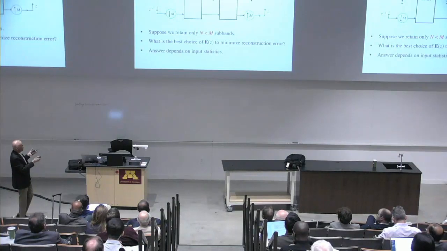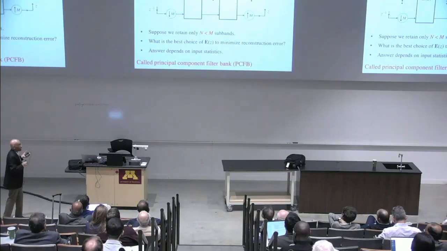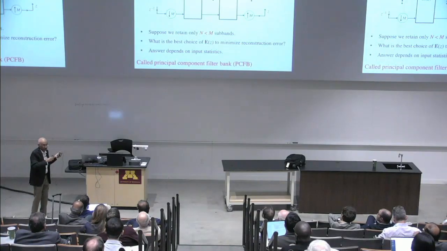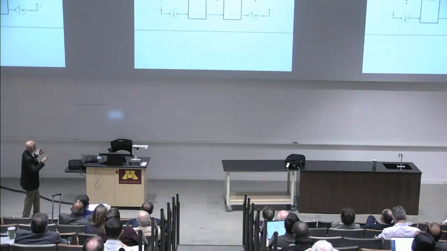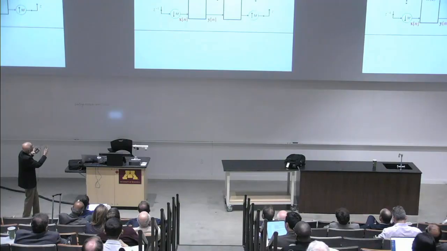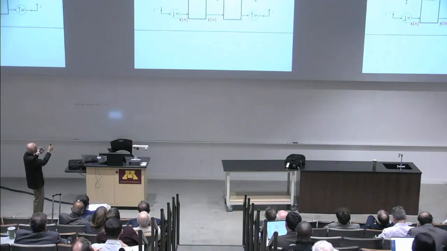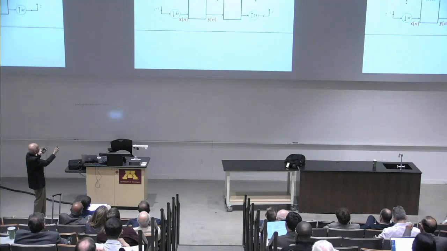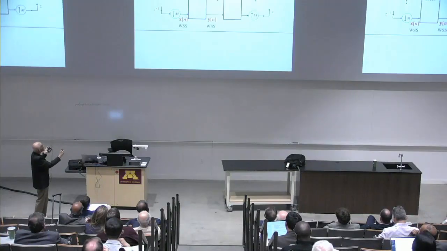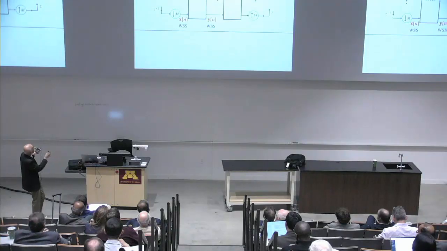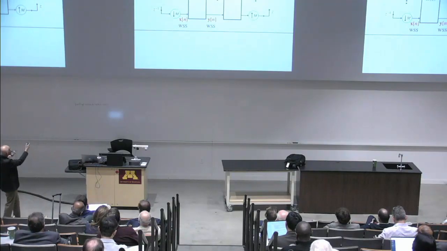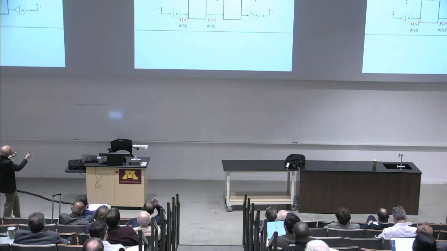And the answer depends on input statistics. These are called principal component filter banks, principal component reconstruction. Okay, and the concept was introduced in a paper by others. Okay, and this is the paper. So you give a vector notation to the input of E(z) and the output of E(z). Those are assumed to be wide-sense stationary, which will be the case if the input x(n), that scalar input, is either wide-sense stationary or cyclo-wide-sense stationary.